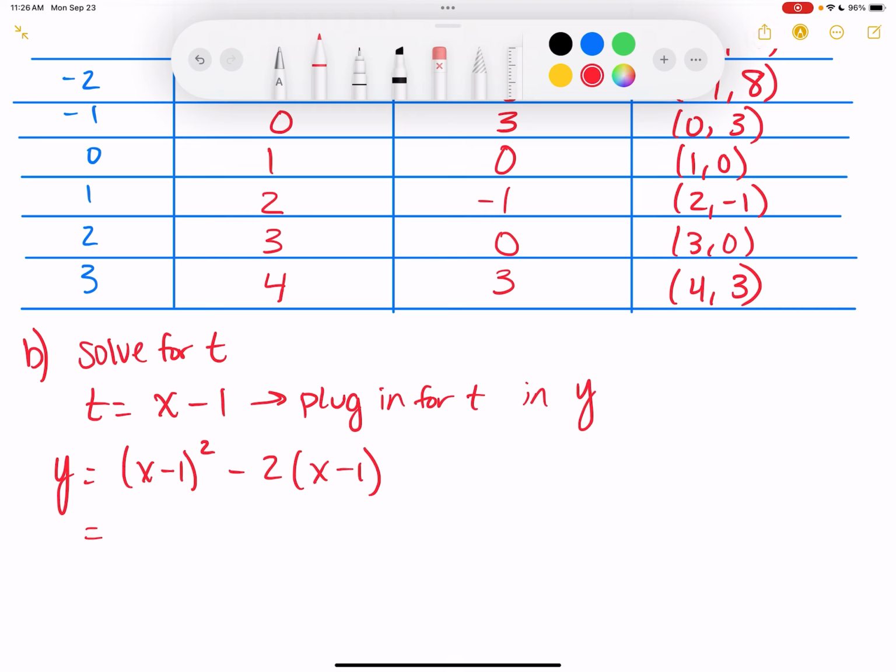What is this first one? I know what it is. It's a perfect square trinomial. So what do I get when I multiply that out? x squared minus 2x plus 1. Yep, x squared minus 2x plus 1. And then what about when I distribute that negative 2?